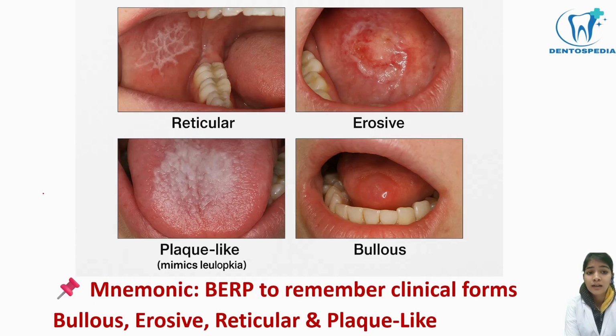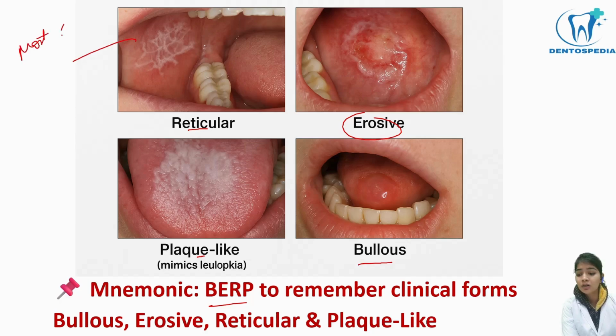Now, the clinical forms of oral lichen planus. You can remember it by the mnemonic BERP. Understood? B is for bullous, E is for erosive, R is for reticular, and P is for plaque-like. So first we'll discuss the reticular type, which is the most common type.